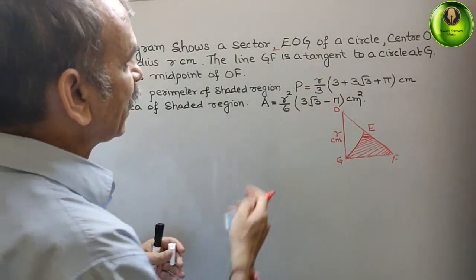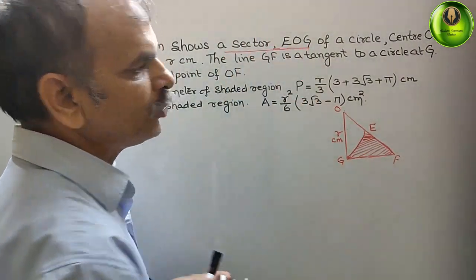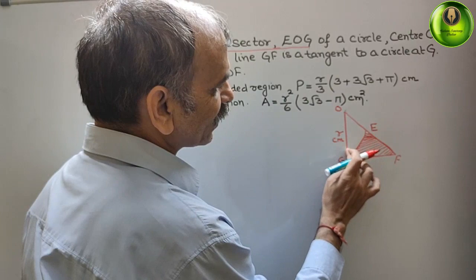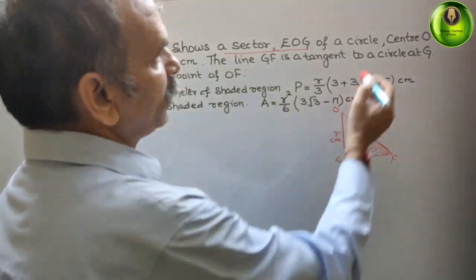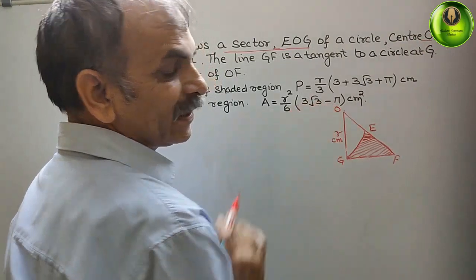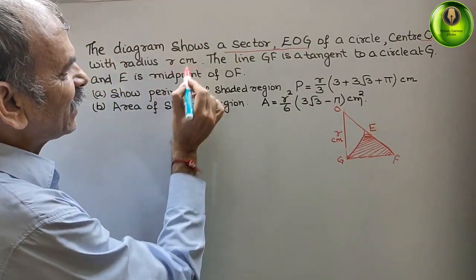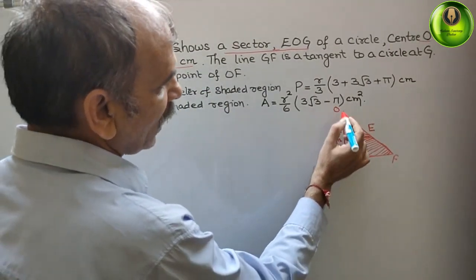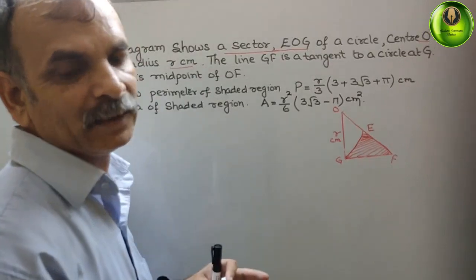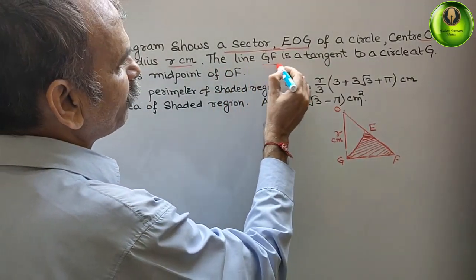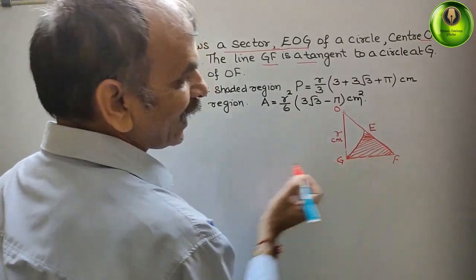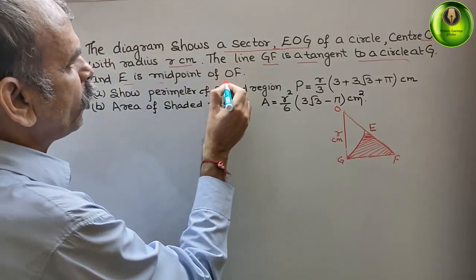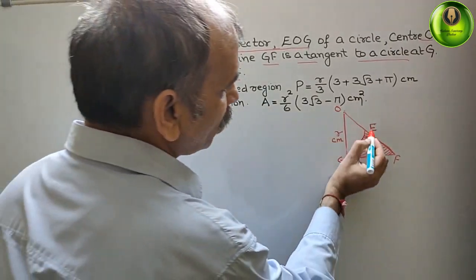So first they have told there is a sector EOG. Where is it? EOG, this white color is your sector. Next, with center O, O is the center, with radius r centimeter. So this is your r centimeter, from here to here and O to E is r centimeter. The line GF is a tangent. G to F is the tangent to the circle at G and E is the midpoint of OF. So this is the midpoint of OF.